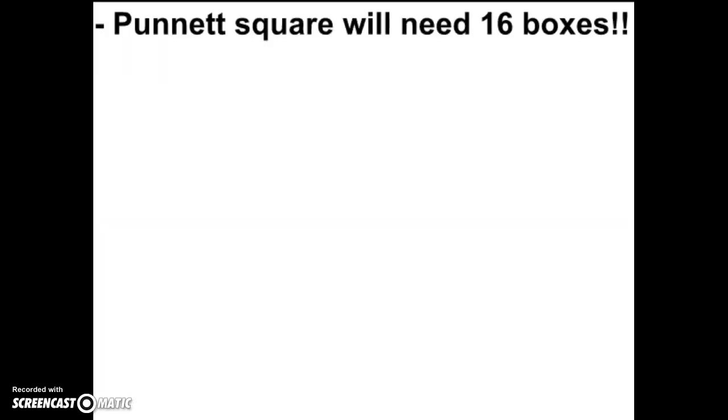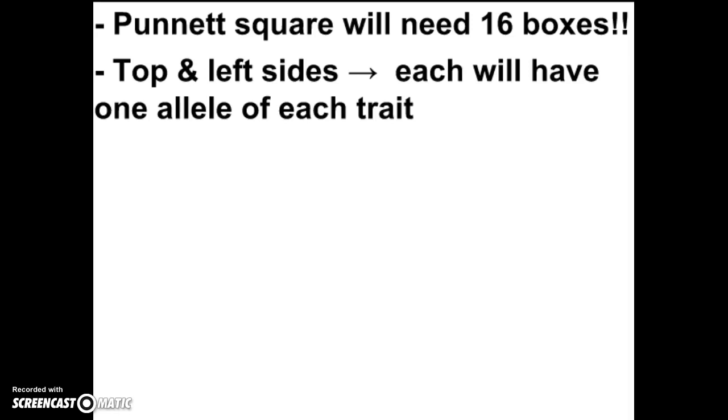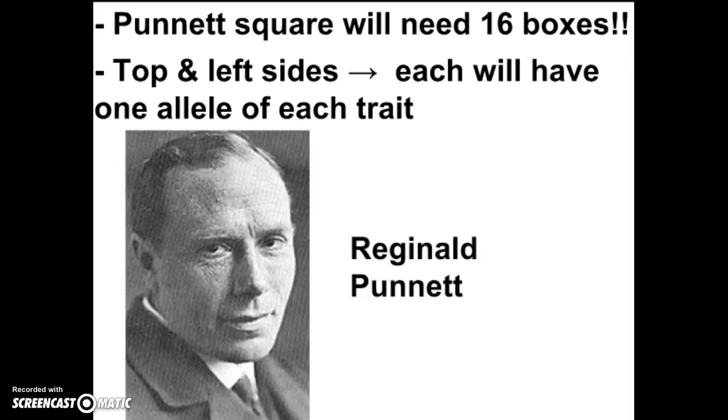Now your Punnett square is going to look a little more fancy than our 4-pane window. We're going to need 16 boxes in our new Punnett squares. The top and the left side will have one allele of each trait. It will look a little weird at first, but I will show you a method to get these alleles along the top and the left side. And that guy there is Reginald Punnett. You can blame him for the dihybrid Punnett squares.